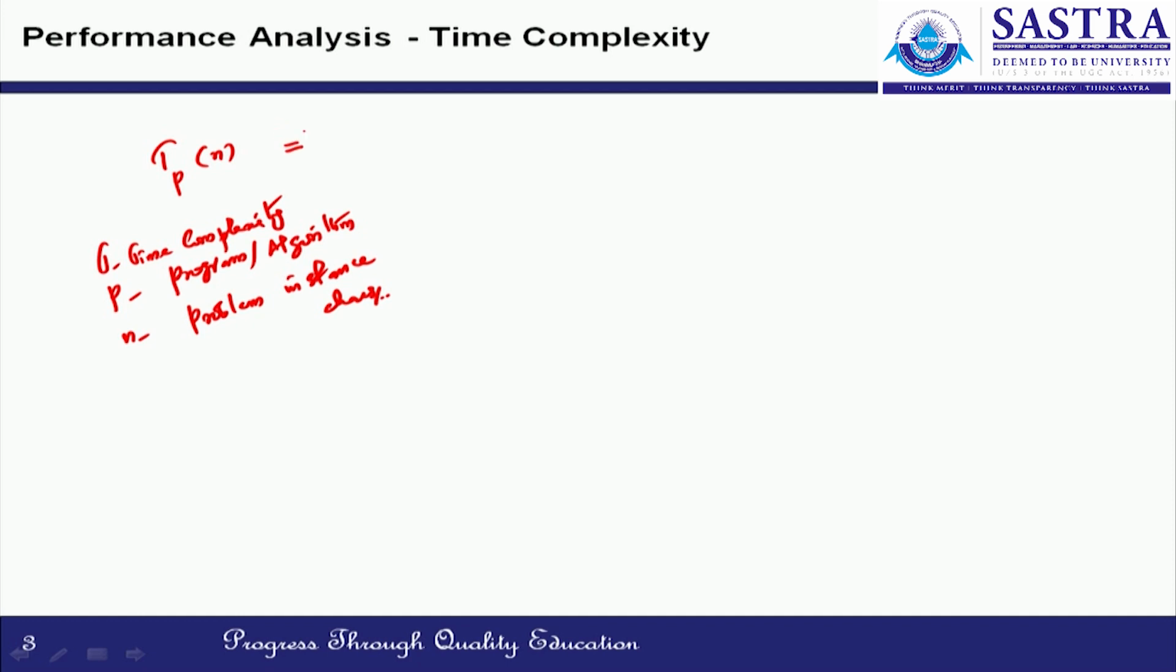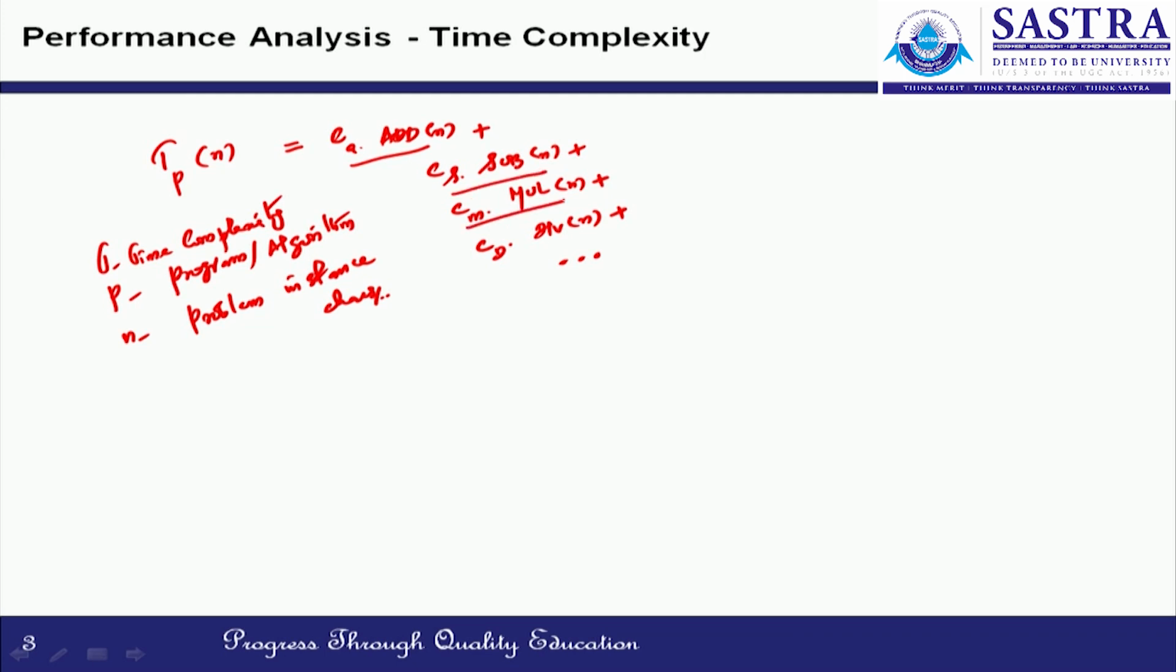using this expression, Tp of n is equal to Ca into add of n plus Cs into sub of n plus Cm into mul of n plus Cd into div of n plus etc. In this expression, let us assume that the constants Ca, Cs, Cm, Cd define the time needed to perform the addition operation, subtraction operation, multiplication operation and division operation.